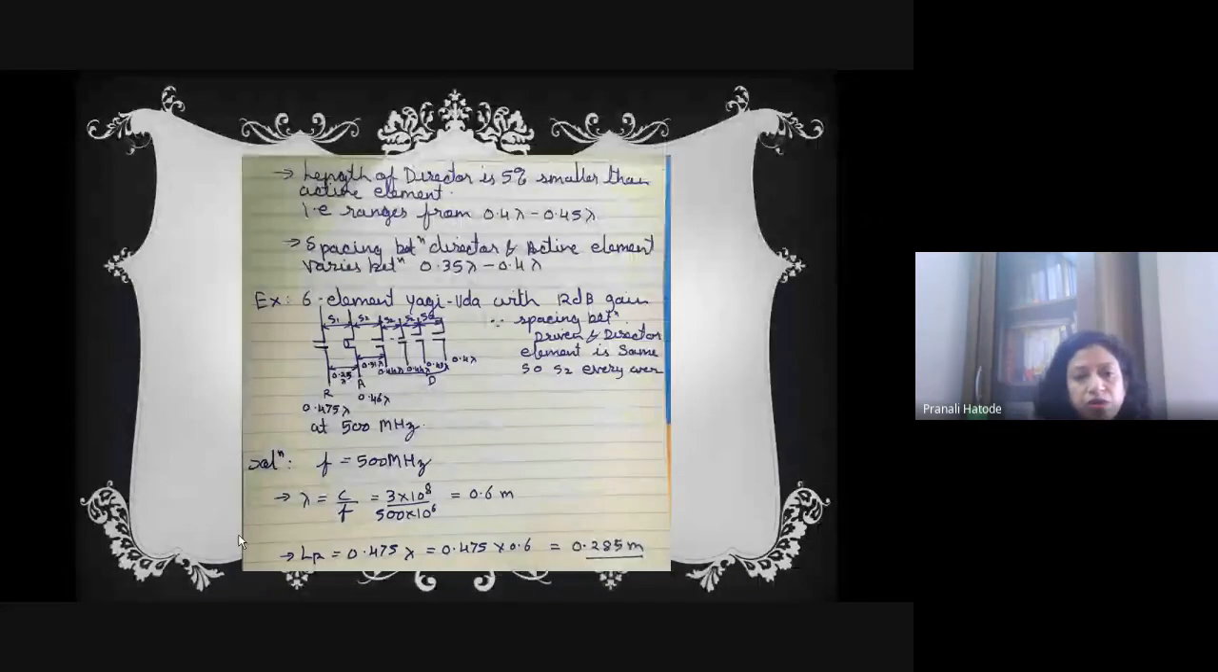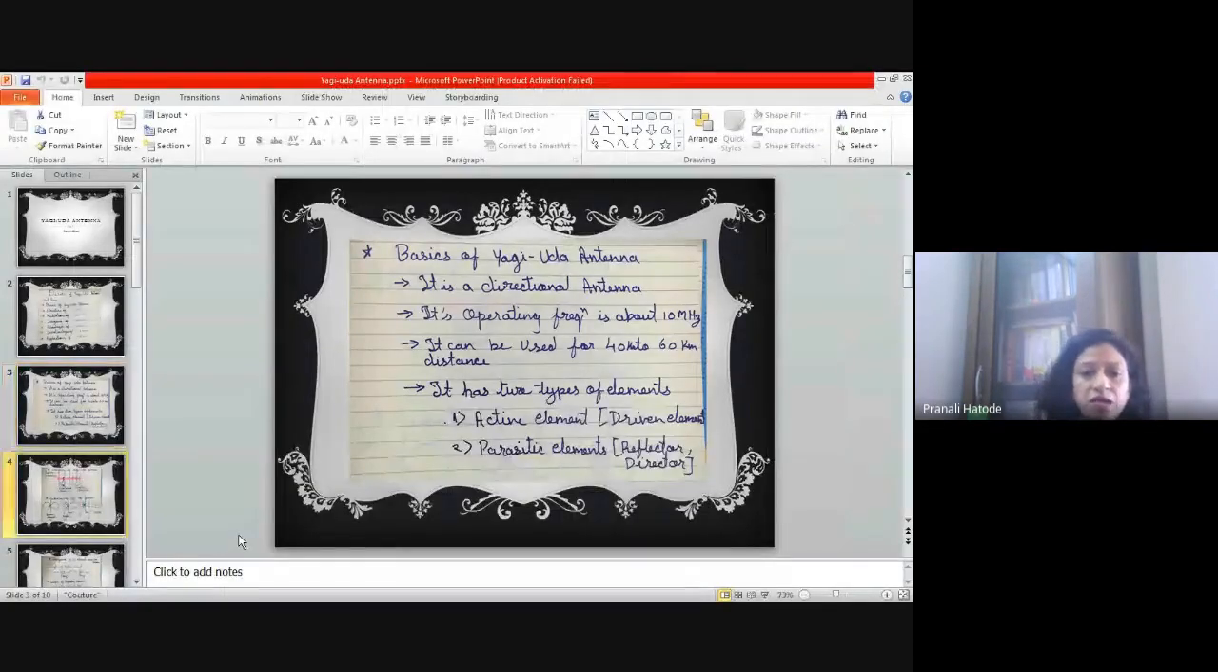So I get all these numbers. Based on this, I can design my Yagi-Uda antenna. So this was all about the design of a Yagi-Uda antenna.